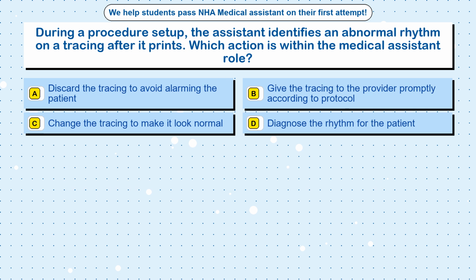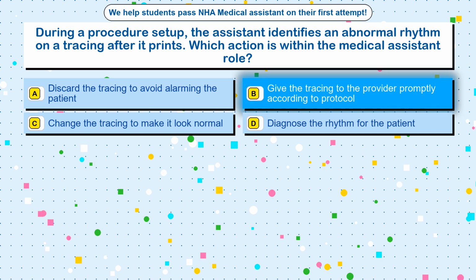Question 35. During a procedure setup, the assistant identifies an abnormal rhythm on a tracing after it prints. Which action is within the medical assistant role? Option A. Discard the tracing to avoid alarming the patient. Option B. Give the tracing to the provider promptly according to protocol. Option C. Change the tracing to make it look normal. Option D. Diagnose the rhythm for the patient. The correct answer is option B. Give the tracing to the provider promptly according to protocol.